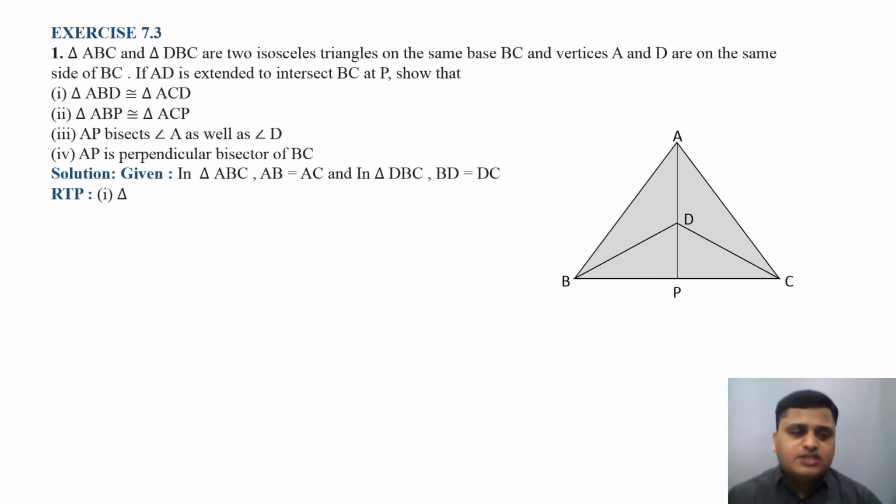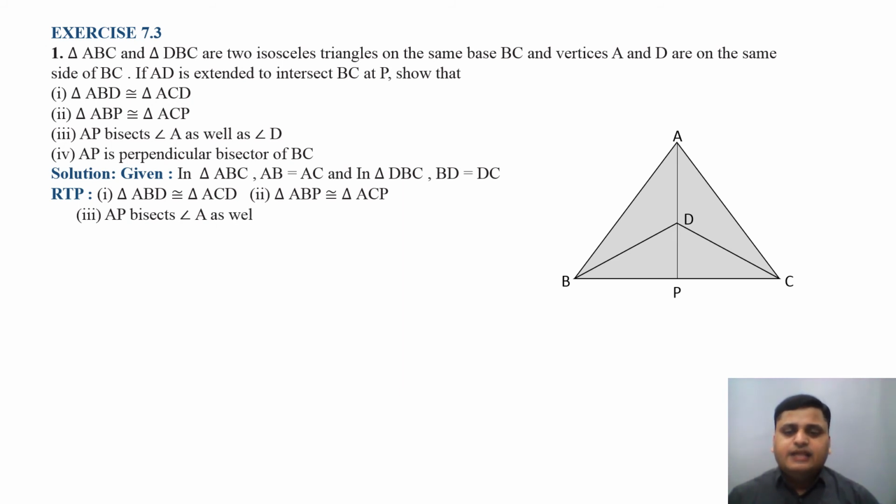And after this, whatever is RTP, that we are going to copy as the first part. Triangle ABD is congruent to triangle ACD. After that, triangle ABP is congruent to triangle ACP. And then we need to show AP bisects angle A as well as angle D. And the last one that we need to show is AP is the perpendicular bisector of BC.